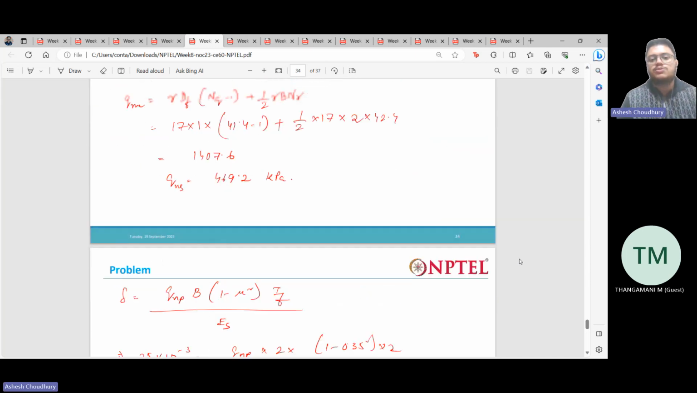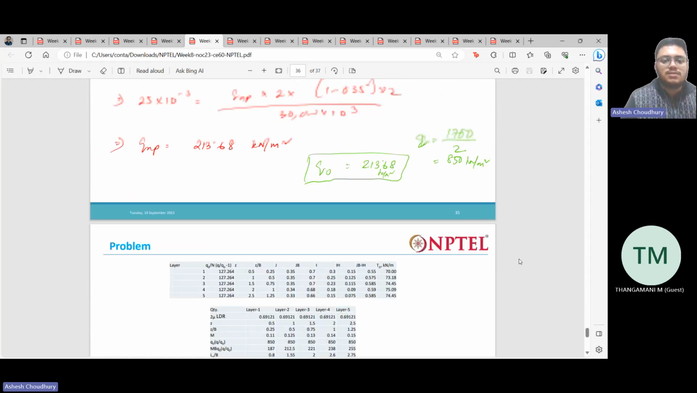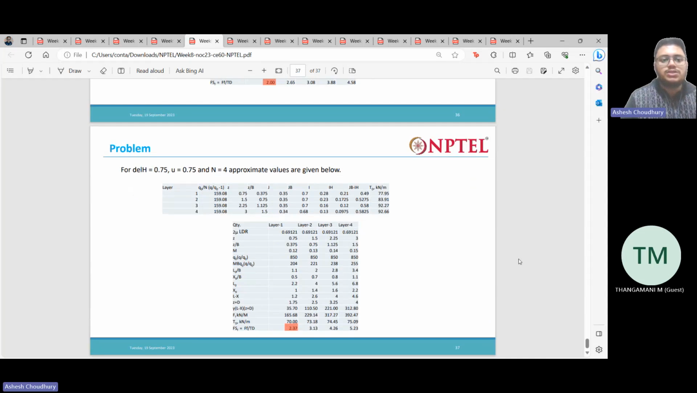Okay, so this actually has to be solved by trial and error. This is to be solved by trial and error by changing the spacing of the reinforcement, by changing the depth of the first layer of the reinforcement, by changing the number of the reinforcement. You need to find out the optimum arrangement.